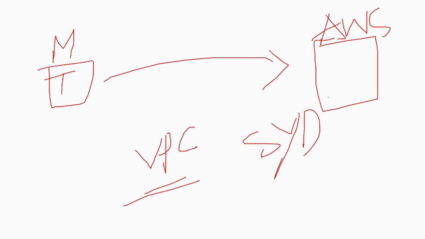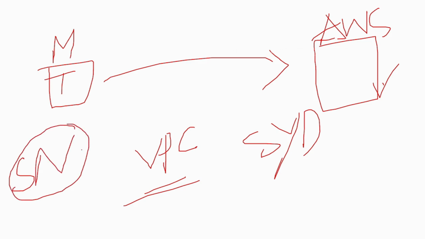Consider a VPC is already there on the AWS Sydney region, which is not actually controlled by Terraform. So what happens now? Now I need to create a subnet via Terraform and place that subnet inside this particular VPC. So how is it possible? In this context, we'll go for data sources.